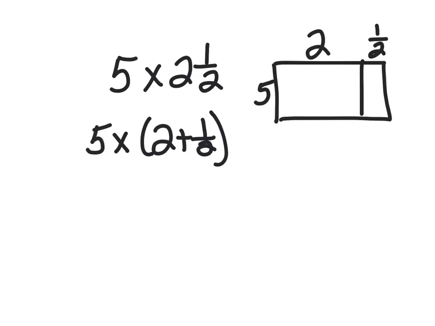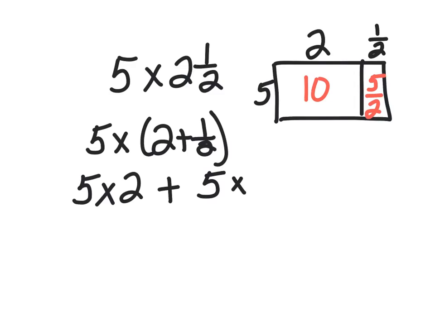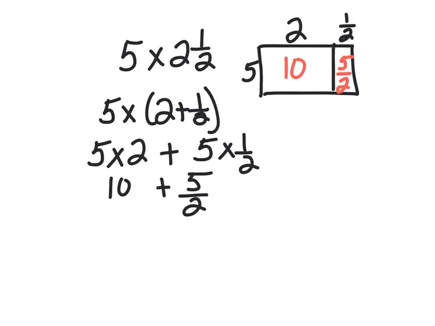Over here, 5 times 2 is 10. And then 5 times 1/2, we're going to right now just express it as 5/2. Down here, 5 times 2 plus 5 times 1/2. 5 times 2 is 10, plus 5 times 1 is 5 over 2. I can then change my 5 over 2 to 2 and 1/2. So 10 plus 2 and 1/2 gives us 12 and 1/2.